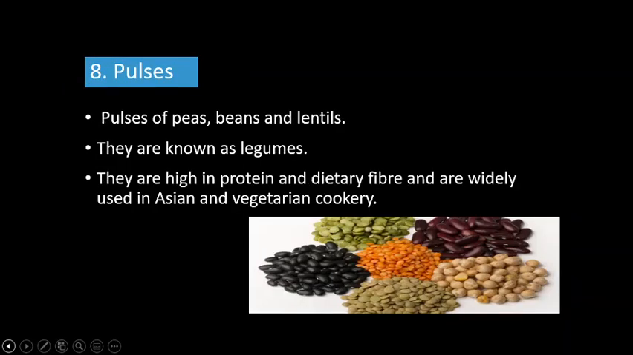Moving on to the last type of food, is pulses. Pulses are peas, beans, and lentils. They are also known as legumes. They are very high in protein and dietary fiber and are widely used in Asian and vegetarian cookeries. So it is also very good to include pulses in your diet in order to get the required protein as well as dietary fiber. So that's all about different types of food.